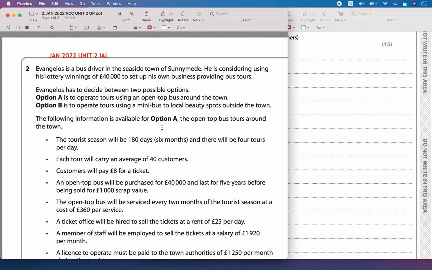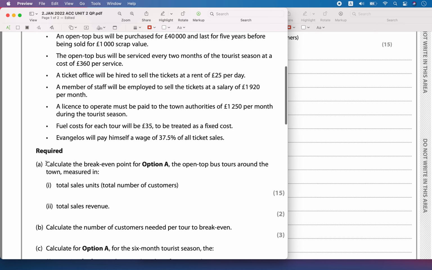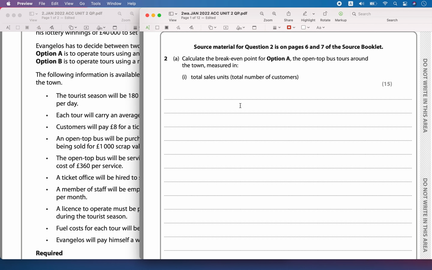The following information is available for option A, the open-top bus tours around the town. Then calculate the break-even point for option A, measured in total sales units, that is the total number of customers for break-even to happen, and what is the break-even revenue at that point.